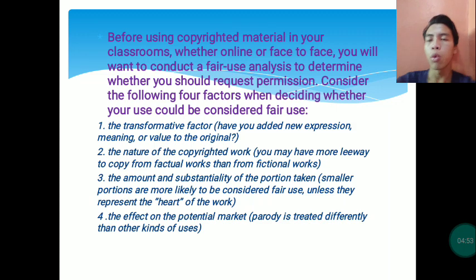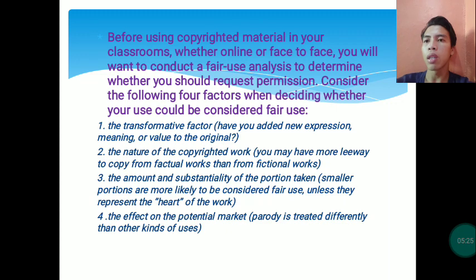Before using copyrighted materials in your classrooms, whether online or face-to-face, you will want to conduct a fair use analysis to determine whether you should request permission. So we must ask for permission. Consider the following four factors when deciding whether a use could be considered fair use. First, the transformative factor. Have you added new expression, meaning, or value to the original? Transformative, from the word transform.